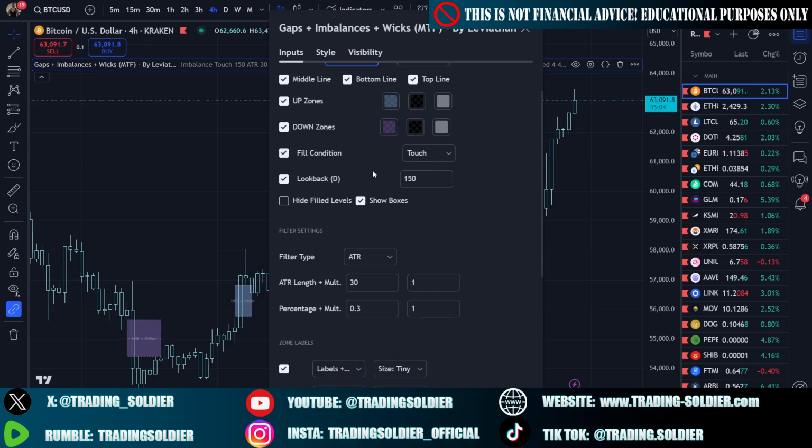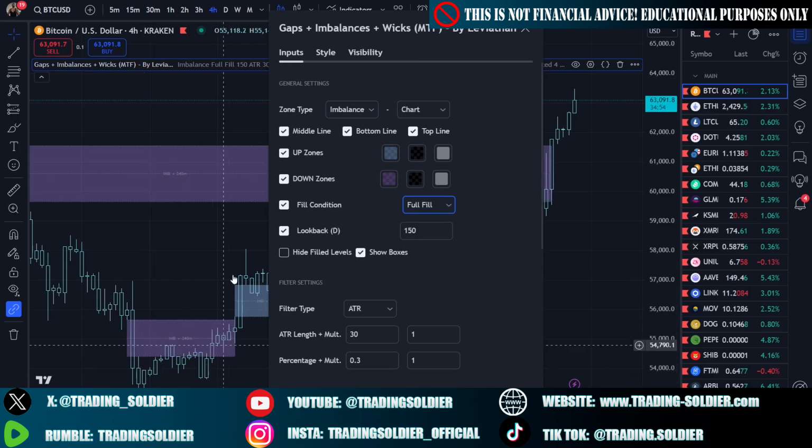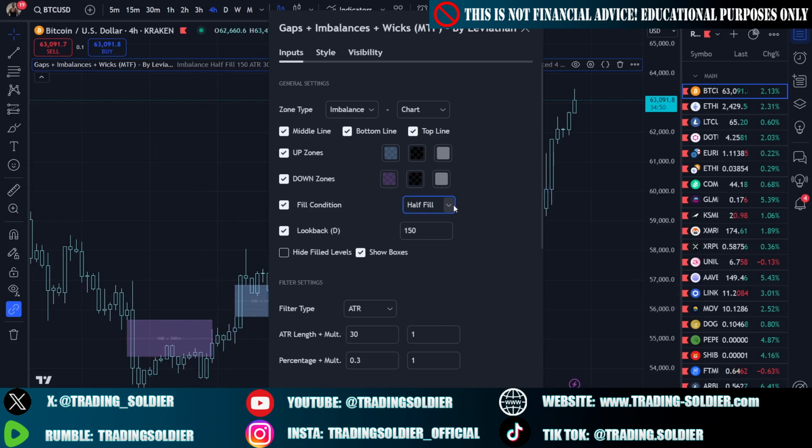And also you can select here the fill condition, if you want the imbalances to be filled as a touch, as a full fill, if the wick needs to go all the way through, or also if half filled. For myself, I like to use it as a touch. You can select depending on your trading style and your trading system rules. You can change this setting, but I prefer to leave it on touch.